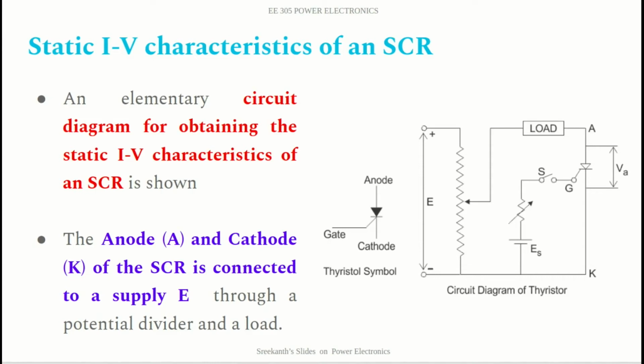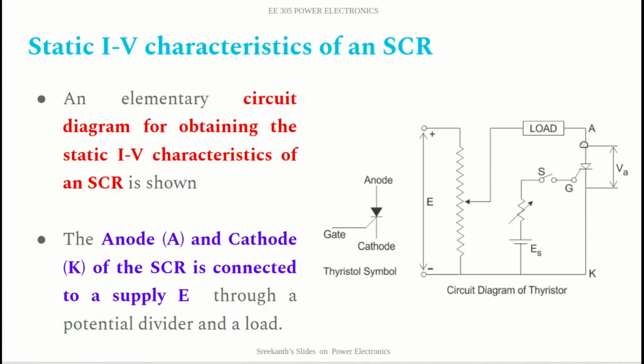In this section, we'll be dealing with static IV characteristics of an SCR. An elementary circuit diagram for obtaining the static IV characteristics of an SCR is shown. You can see that the anode and the cathode of the SCR is connected to the supply E through a potential divider and a load. So this is how the anode and cathode is connected.